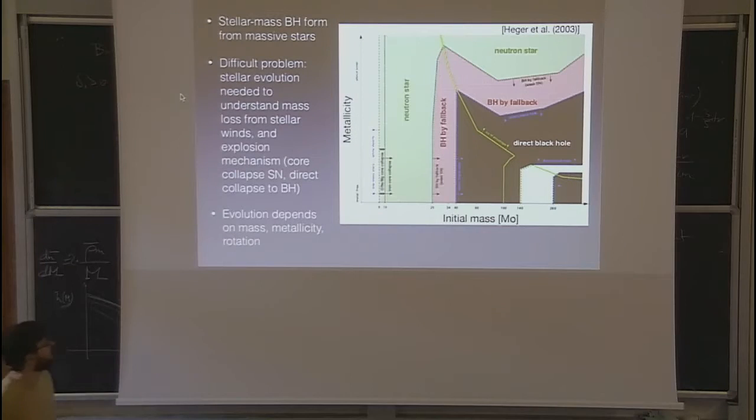Yeah, well, I'll say just a few things very quickly. So one of the things you can do with LIGO, or LIGO and Virgo, is to understand the origin of these black holes. Why do they have such a large mass, for instance? Well, it's a very tough problem because it has to do with stellar evolution.